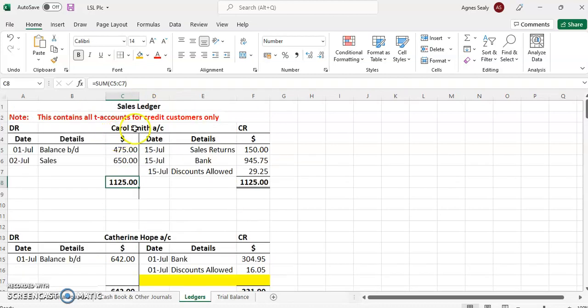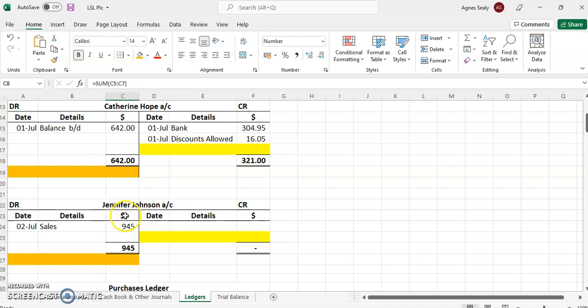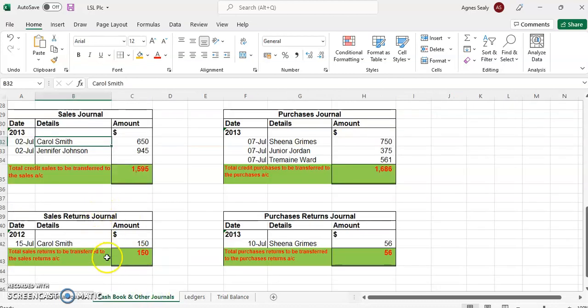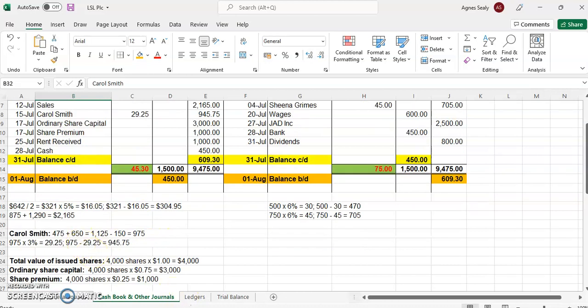So this is Carol Smith and Catherine Hope. When it comes to Jennifer Johnson, there were no other transactions relating to Jennifer Johnson. She did not return any item, neither did she make any payment. So that is Jennifer Johnson.